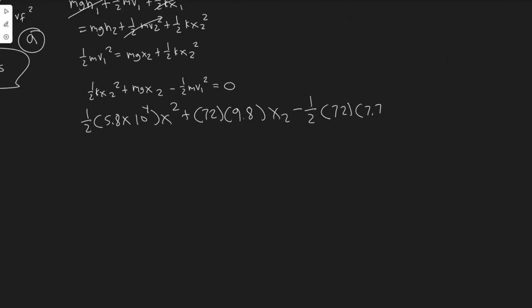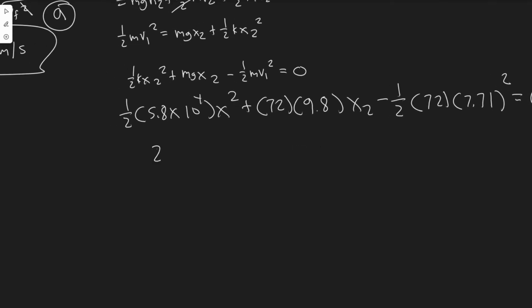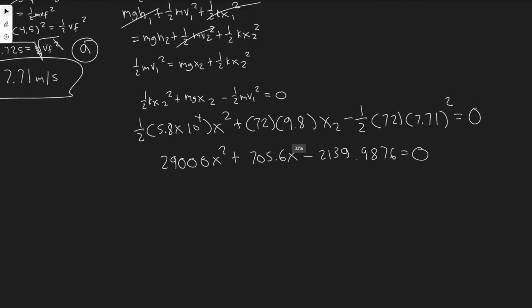So 7.71 squared, sorry, equals 0. And so now I've already gone ahead and simplified this. So this is about 29,000 x squared plus 705.6x minus 2139.9876 equals 0. Okay, cool.